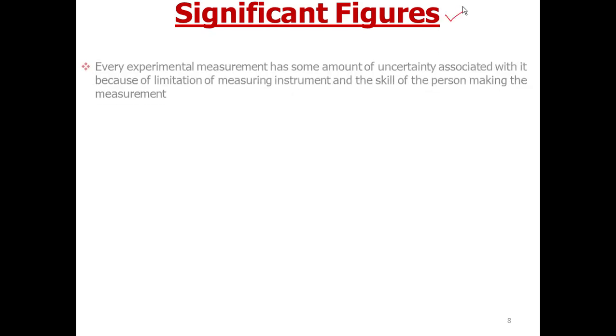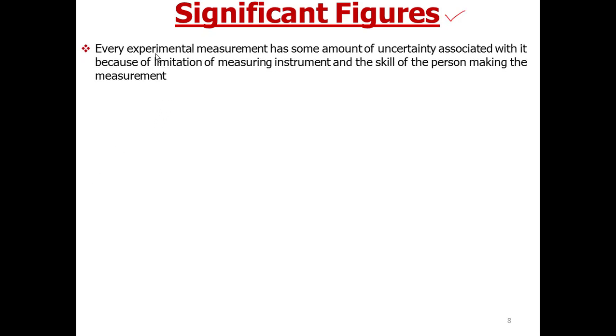Now let us discuss the next very important topic, significant figures. As we have learned, every experimental measurement has some amount of uncertainty associated with it. So we cannot say with accuracy that the actual value is this.